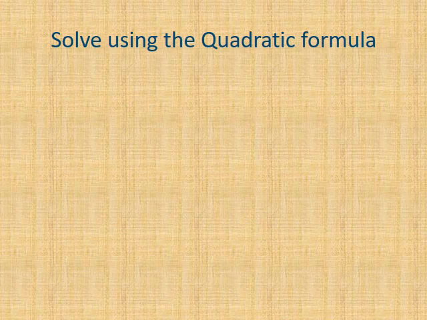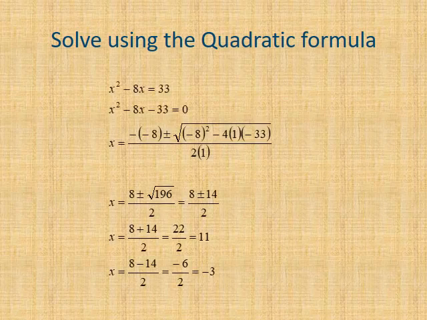Another equation, x squared minus 8x equals 33. Let's move 33 to the other side. x squared minus 8x minus 33 equals 0. Finally, a equals 1, b equals negative 8, c equals negative 33. So x equals negative negative 8 plus or minus square root of negative 8 squared minus 4 times 1 times negative 33, over 2 times 1.